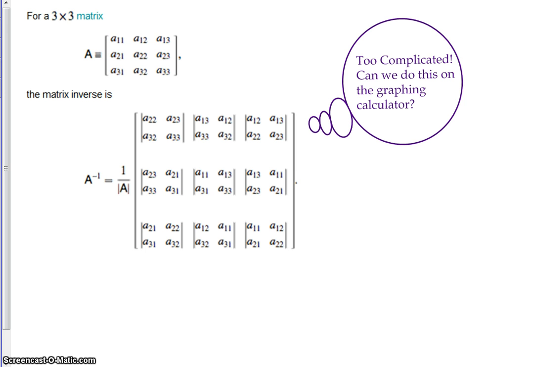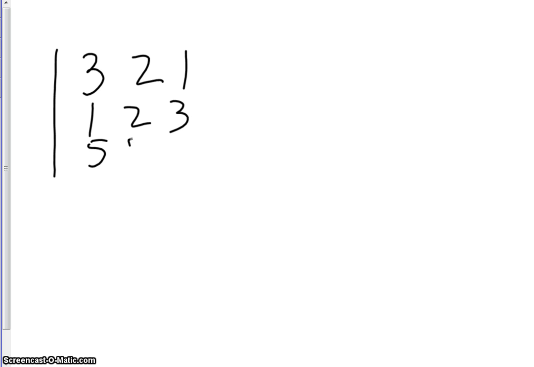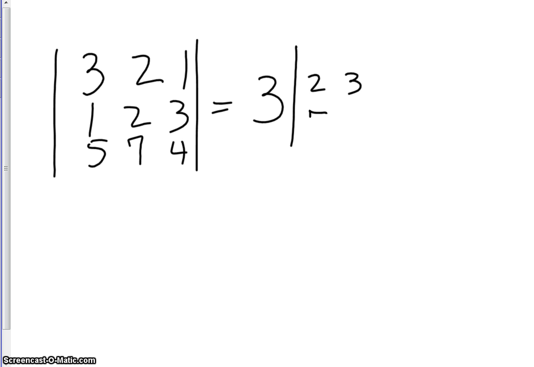Now, we could go to a bigger matrix, a 3 by 3 matrix. So here's our 3 by 3 matrix. Finding a determinant is even more interesting. Let's say we have a 3 by 3. I'm just going to come up with one: 3, 2, 1, 1, 2, 3, 5, 7, 4. I'm making up numbers now. What you do is first you're going to take this top value, the 3, and you're going to multiply that by the determinant of 2, 3, 7, 4.